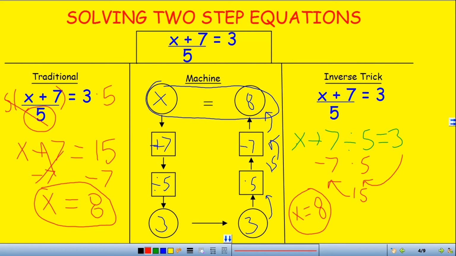So I've just shown you how to solve two-step equations using 3 different methods: traditional, machine, and the inverse trick.